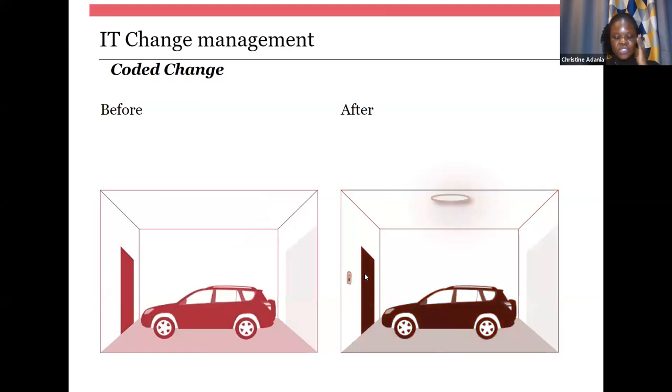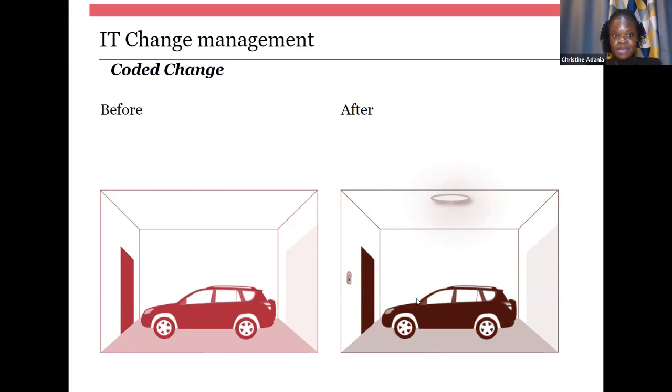Then a coded change will be, before you see there is no bulb, there is no switch. After a coded change, now the bulb has been introduced, the color of the car has changed, there is now a switch and a bulb.